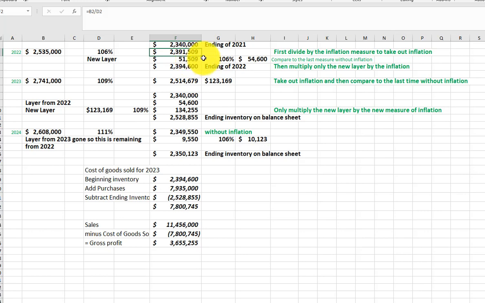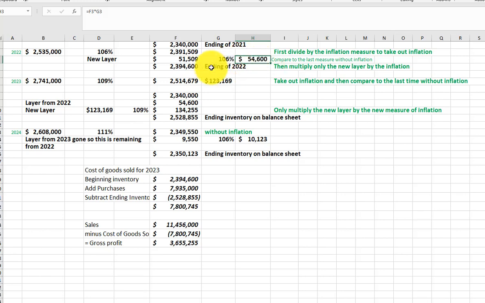Now, we don't just get to ignore inflation entirely. We take it out, and then we apply that same inflation rate to the new layer. So we just take the 51,509, multiply by 106 to get 54,400. Okay, that is our new layer with the inflation put back in. So we just put the inflation on the part that has been added because that's what it would apply to during this new year, this new layer.